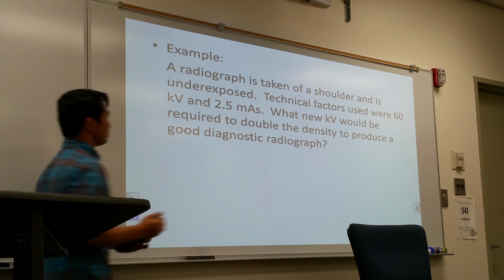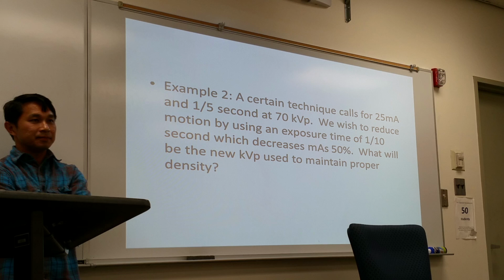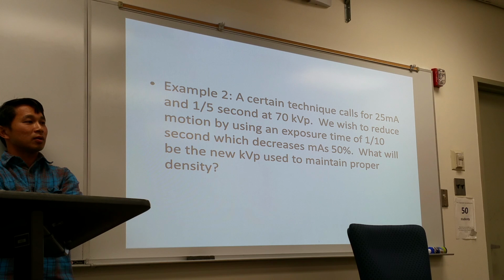All right, so the second example. Assume a technique of 25 mA at 1/5 of a second using 70 kV. We want to reduce motion, right? So in order to reduce motion, we have to cut exposure time in half, which should be 1/10 of a second. For 1/10 of a second, exposure time is decreased, therefore mAs will also decrease by half. So density will decrease by 50% as well.